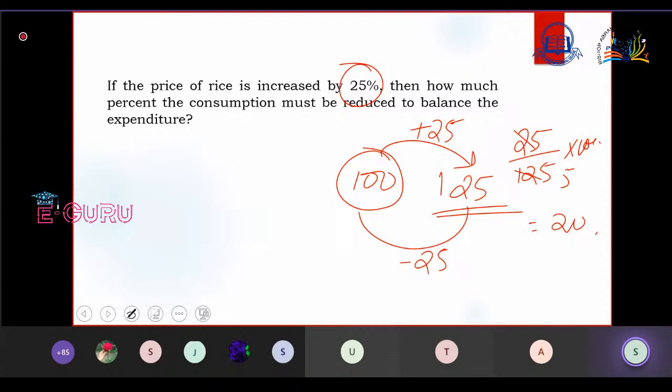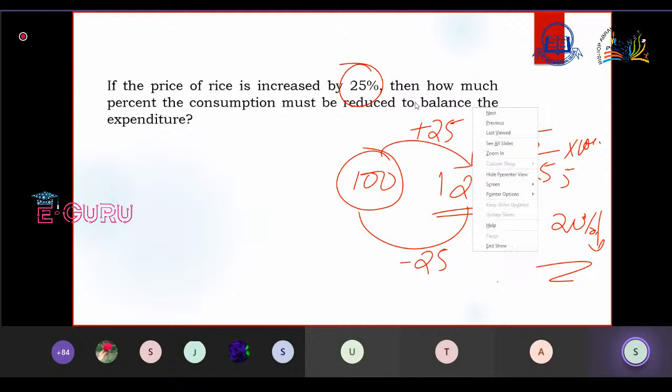So 20% reduction, right? 20% reduced. So that's it. In this way we can easily solve the questions. So we can do it one by one. Let's move to the next question.